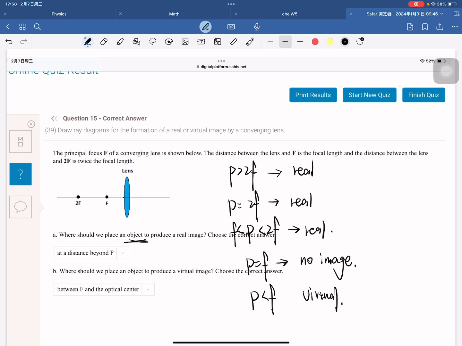Where should we place an object to produce a virtual image? So here is the virtual image when p is smaller than f. So it's between f and the optical center in here.